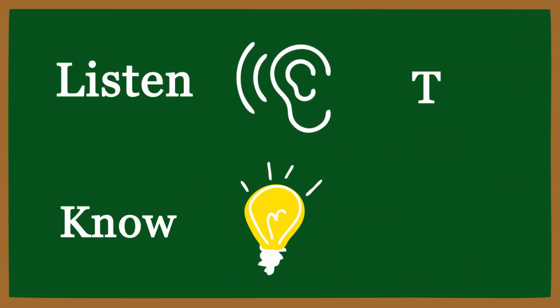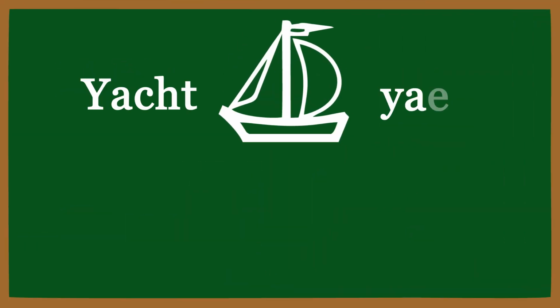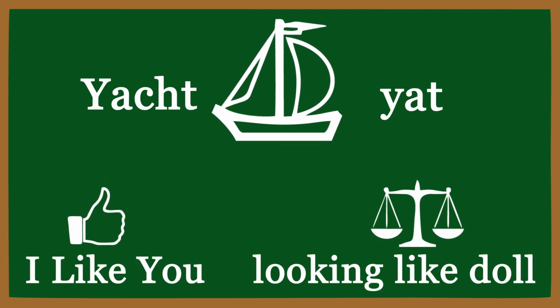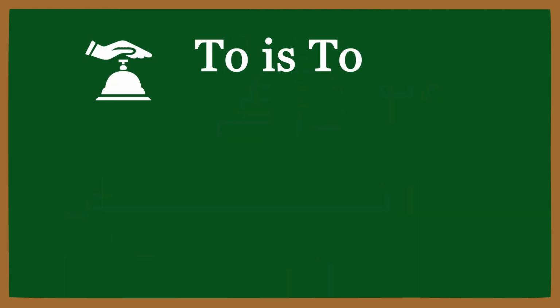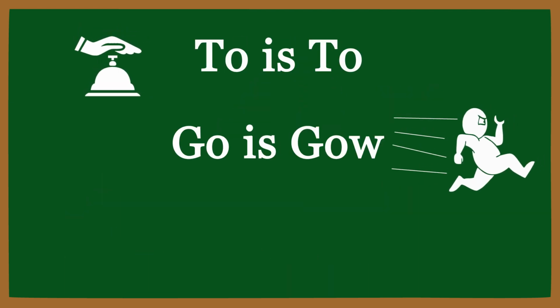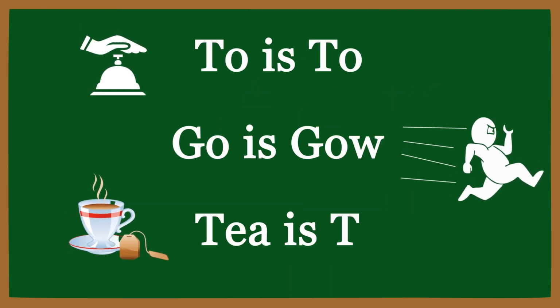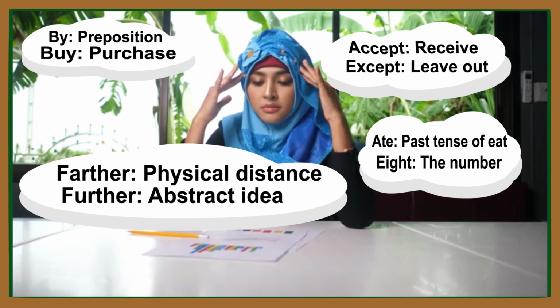For example, the word listen has a T, know has a K, yacht is read as yet, I like you, or you look like a doll. At that time, like is used for a different sense. To sounds like too, but go sounds like go, T read as T. You can see many types of confusing things in English.